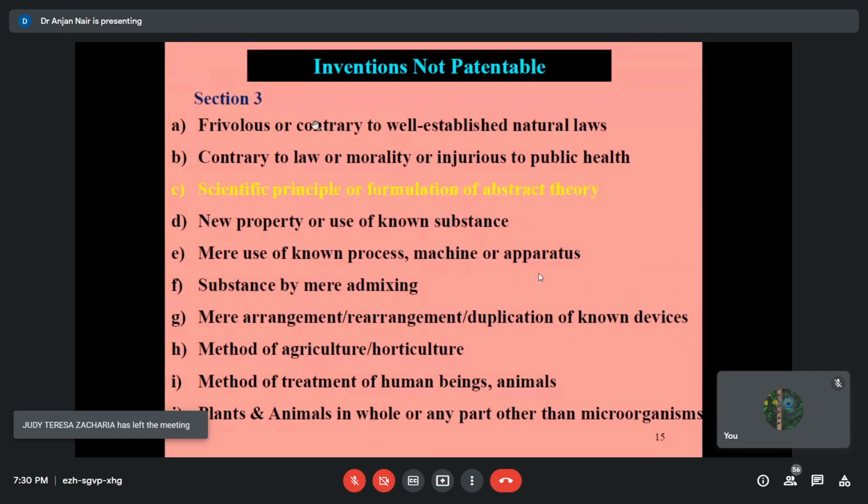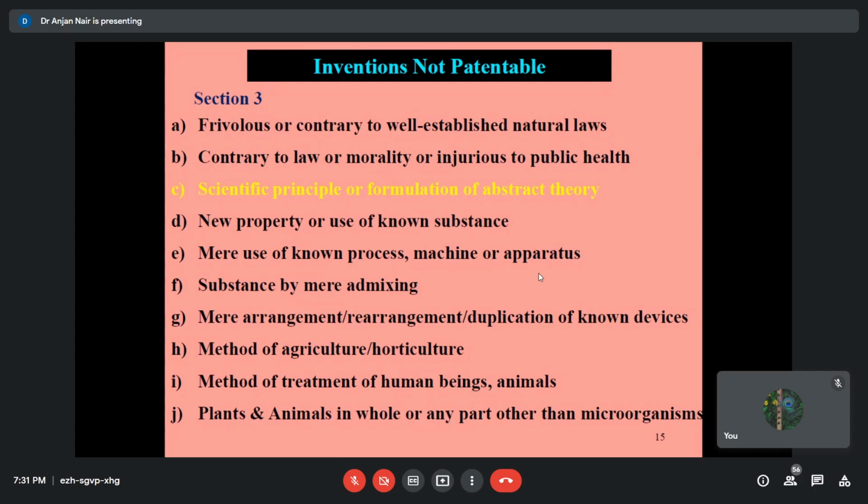What are the inventions which are not patentable? First, like I told you, any invention which is violating any laws of nature. I think many of you have studied this in your thermodynamics, especially if you have studied basic mechanical engineering, or even in your plus 2 physics.